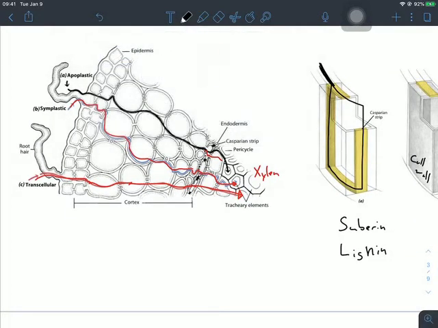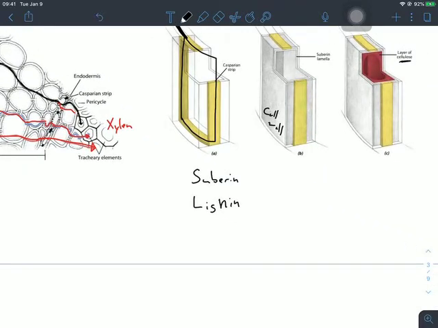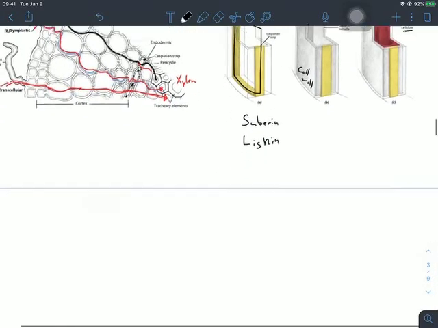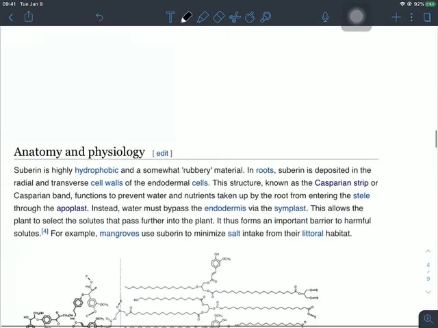So what about suberin and lignin make them not be able to conduct water anymore? Well, as evidence of hopefully how far you've come, I've taken this excerpt from Wikipedia about suberin in order to illustrate to you that you should be getting better at reading scientific texts. So let's see if we can make sense of this together. Suberin is a highly hydrophobic, meaning water-fearing, does not let water bind to it, and somewhat rubbery material.